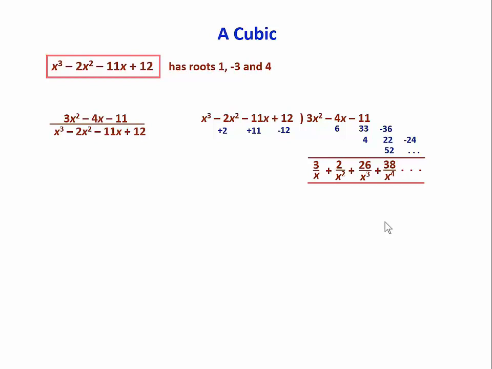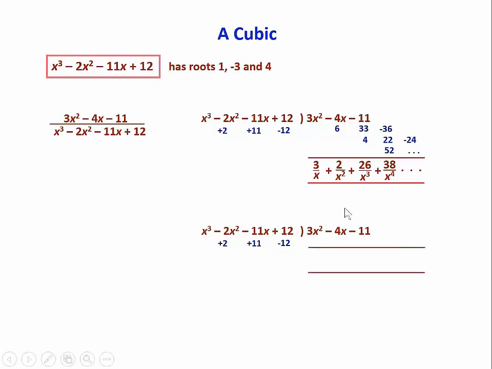I'll just do it once more without the extra work. The transpose figures are there, and we do the first by the first as before. So 3x squared divided by x cubed is 3 over x. Then we multiply the 3 by the 2 to get 6 and add it in the next column. That gives us 2.